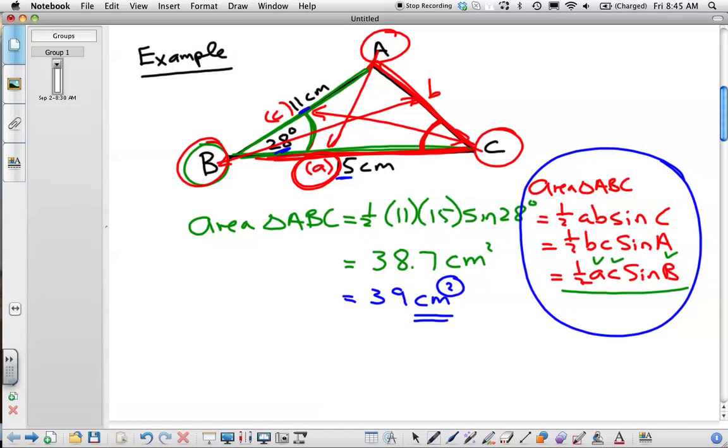So that is your area sine rule. Very simple formula which you can use. Thank you very much.